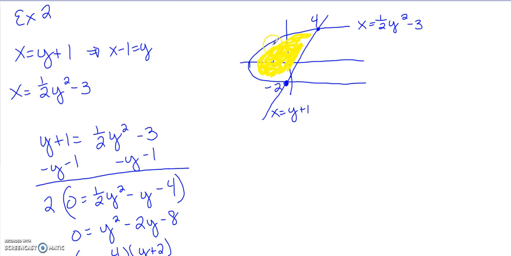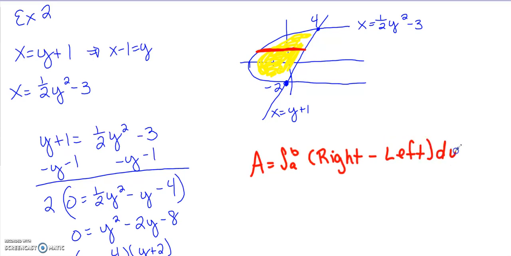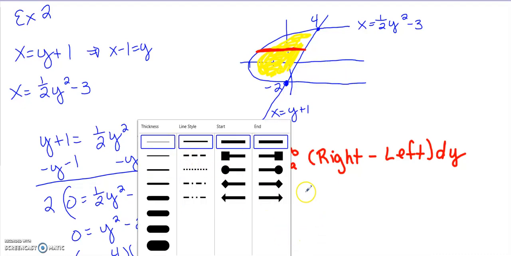Now, if I do top minus bottom, notice I don't always get the same graph. So what I want to do, let's change color. We're going to have to change this because I want to always guarantee I get both equations. My equation for area is going to be right minus left, dy. This is for only when I have x equal equations.